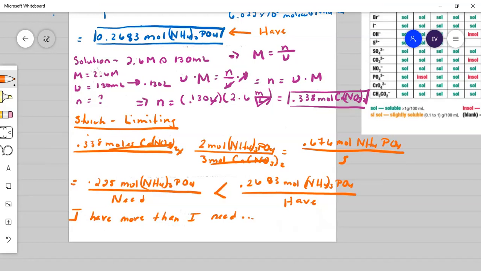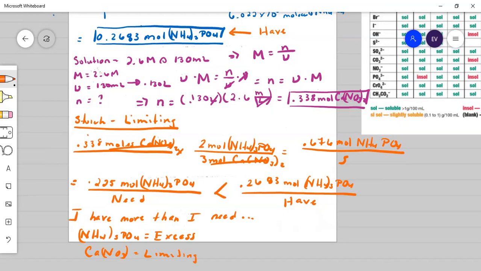Because that's the situation, here's what I can determine from here. That means that ammonium phosphate is going to be my excess. And if ammonium phosphate is my excess, that means that calcium nitrate is going to be my limiting reactant.